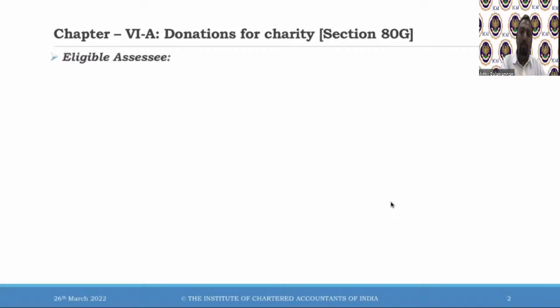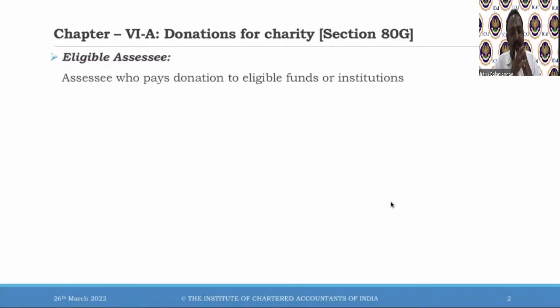So the first thing that we need to understand is who is an eligible assessee, who can claim a particular deduction under section 80G. It's basically anyone who pays a donation, right? An assessee who pays a donation. To whom shall they pay the donation? Can they pay to anyone they wish, or is there any eligibility?